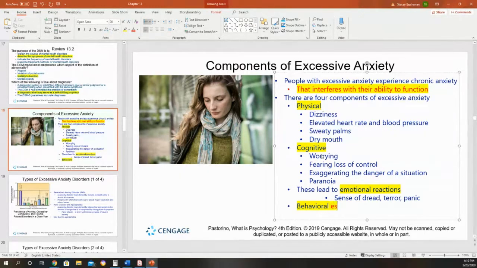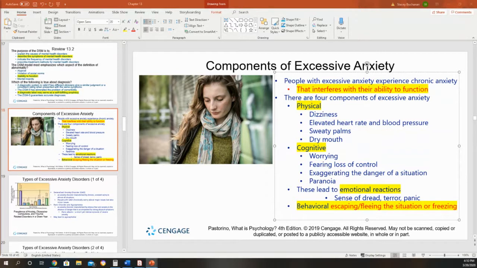That might be like escaping, fleeing the situation, or freezing, meaning that they are unable to move, unable to do anything. And I'll explain a little further in depth when we talk about the types of disorders. And obviously, these four components of excessive anxiety altogether are going to disrupt the person's quality of life, and are going to cause them a lot of distress in their life as well.